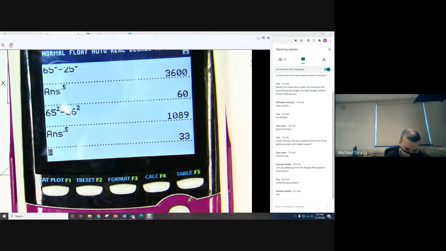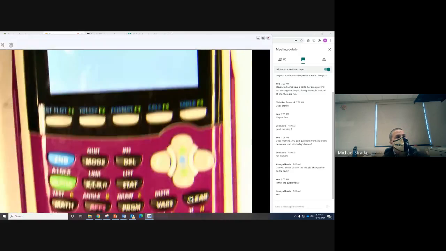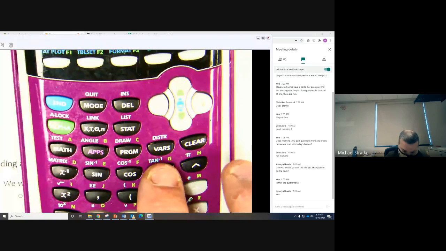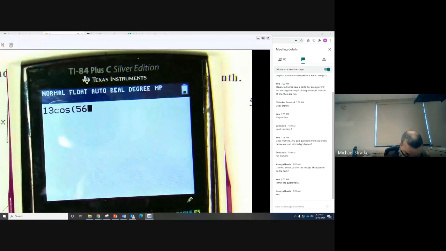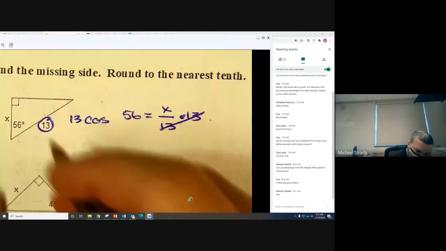So now all I'm going to do is plug in 13 cosine 56. Here's where your trig buttons are. Again, sine, cosine, tangent. So there's cosine, and cosine shows up, 56. Then you hit enter, it'll shoot out your answer for you. So it comes out to be 7.27.